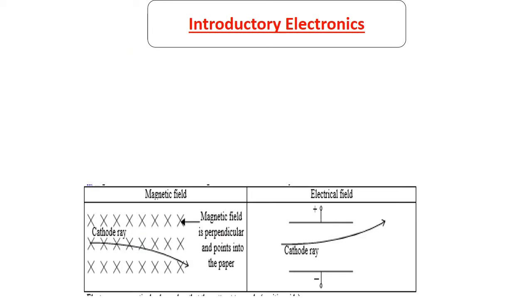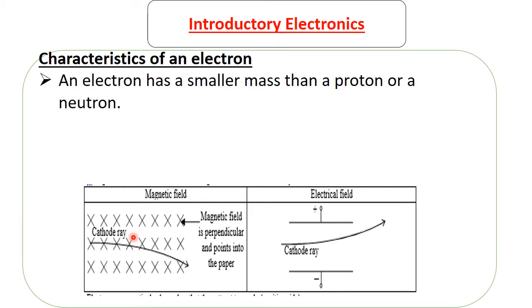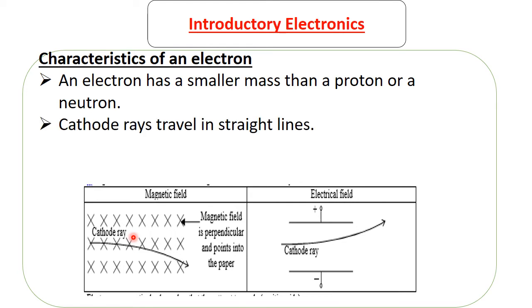Now we're going to take a look at the characteristics of these electrons. Before we look at this diagram, we're going to start from the top. The first characteristic of an electron is that it has a smaller mass than a proton or neutron, as we learned in chemistry. Secondly, cathode rays, which are streams of electrons emitted from the cathode going to the anode, travel in a straight line, just like light.